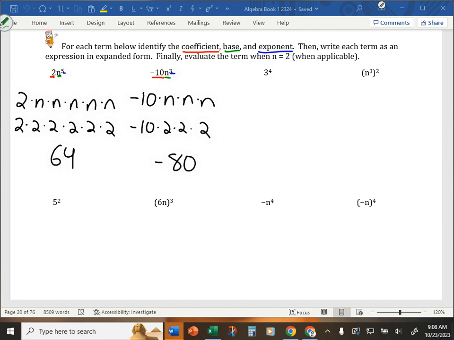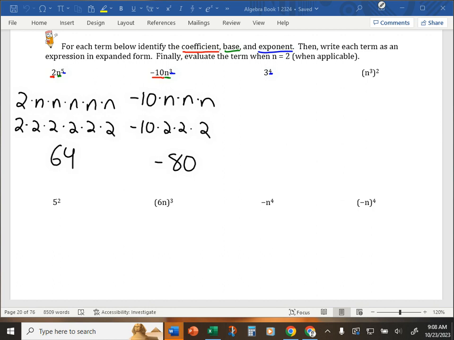Okay, 3 to the 4th. Coefficient, base, exponent. Which one would you like to give me and what is it? Aiden. The exponent is 4. So underline that in blue.